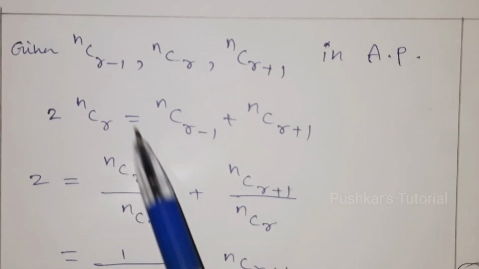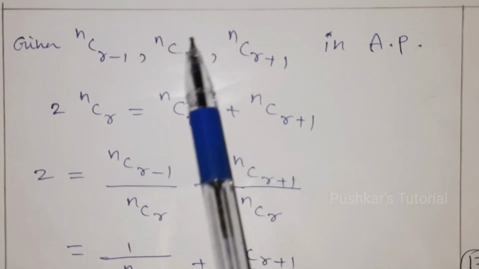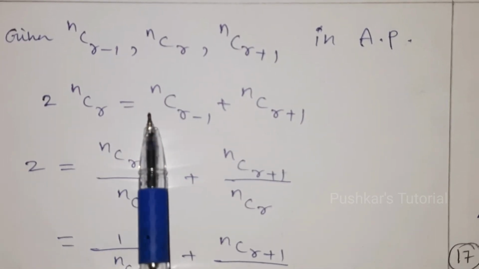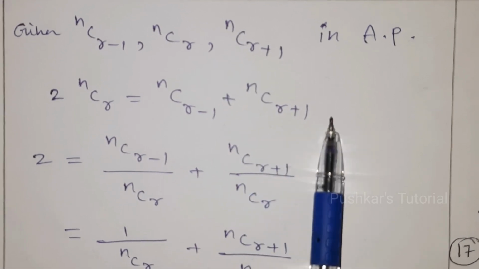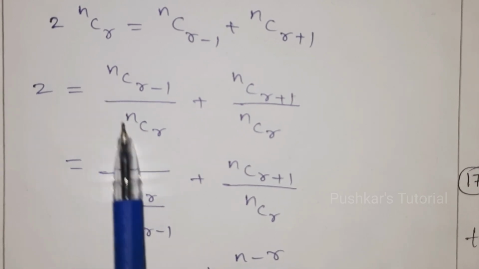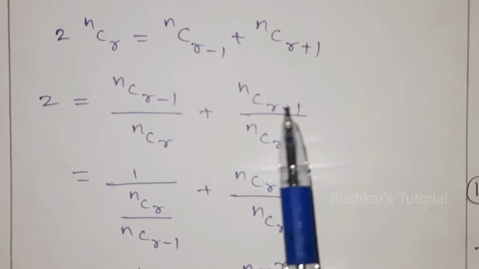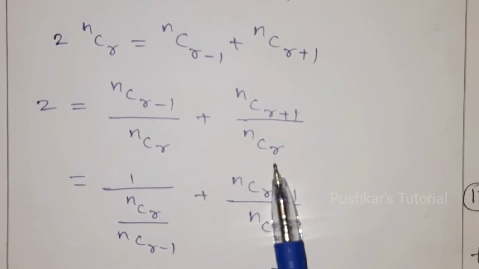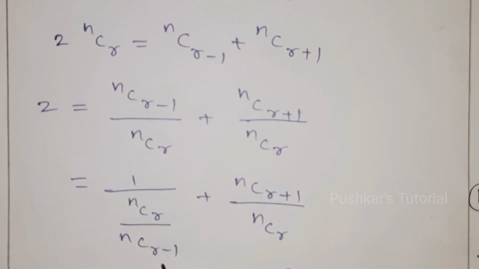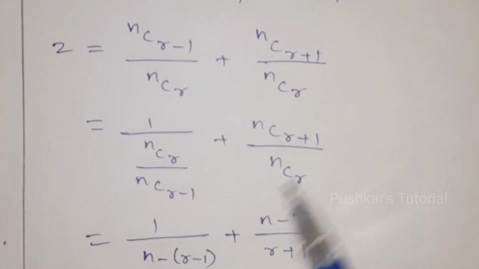So, given as in AP: nC(r-1), nCr, nC(r+1) in AP. AP means 2 times the middle term equals the sum of the first and last. So 2 nCr equals nC(r-1) plus nC(r+1). Divide both sides by nCr. Again you see n is the same. For r minus 1, the preceding number r is not there, so exactly the formula is not there. Here for r plus 1, the preceding number is r, so it is exactly the formula. Here it is not, so we have to take the numerator to the denominator. Then it becomes r preceding r minus 1. That is why we have taken it to the denominator. Here no need to take.